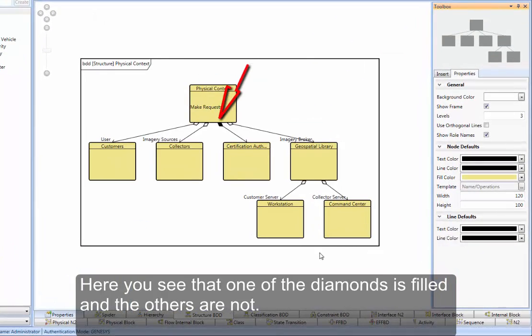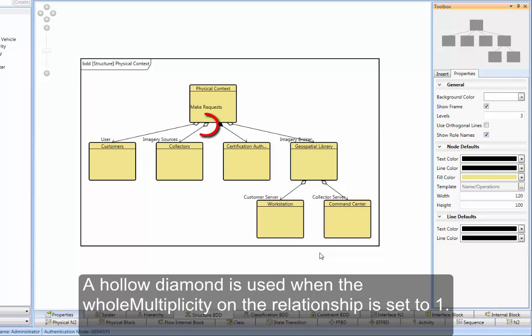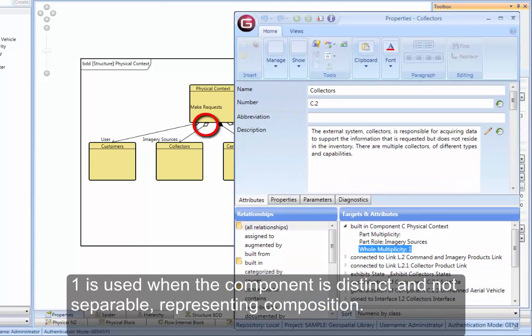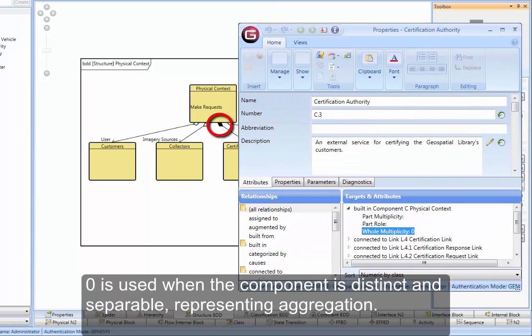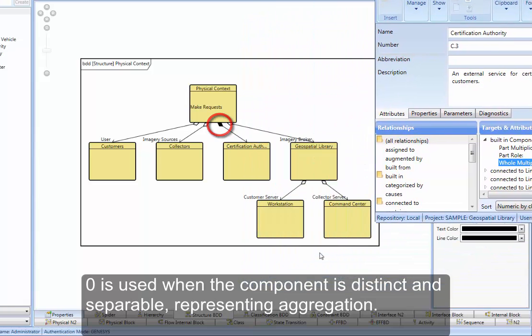Here you see that one of the diamonds is filled, and the others are not. A hollow diamond is used when the whole multiplicity on the relationship is set to 1. 1 is used when the component is distinct and not separable, representing composition. A filled diamond is used when the whole multiplicity on the relationship is set to 0. 0 is used when the component is distinct and separable, representing aggregation.